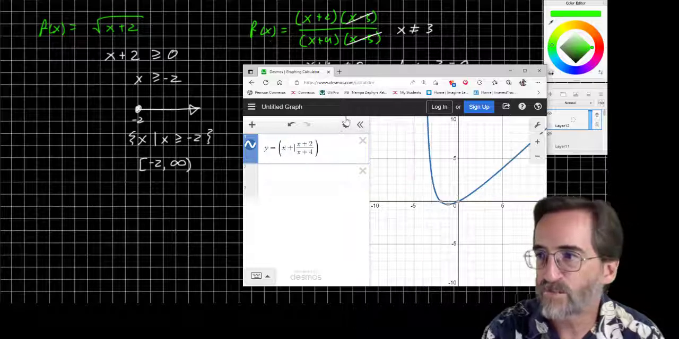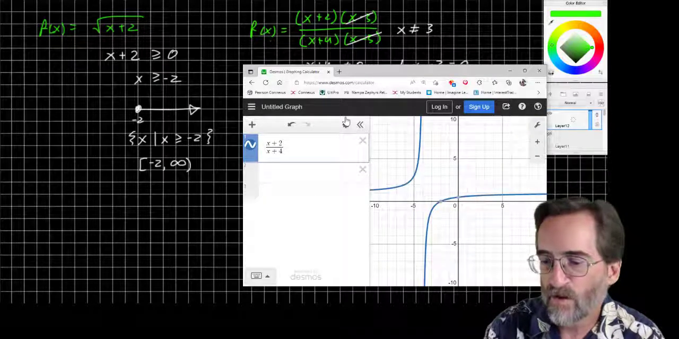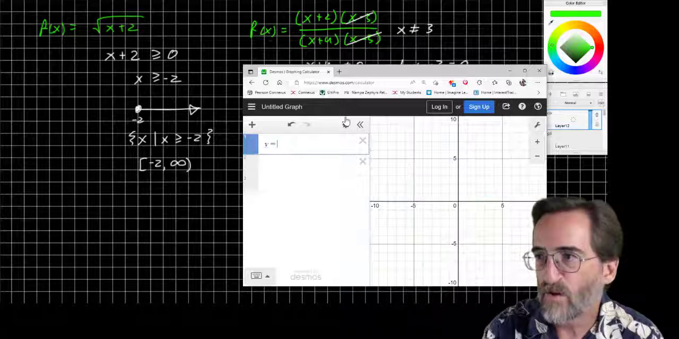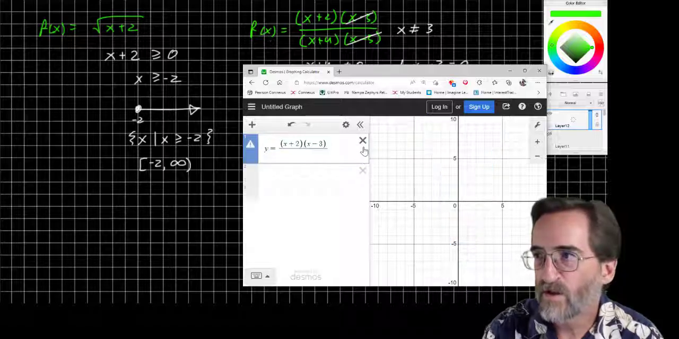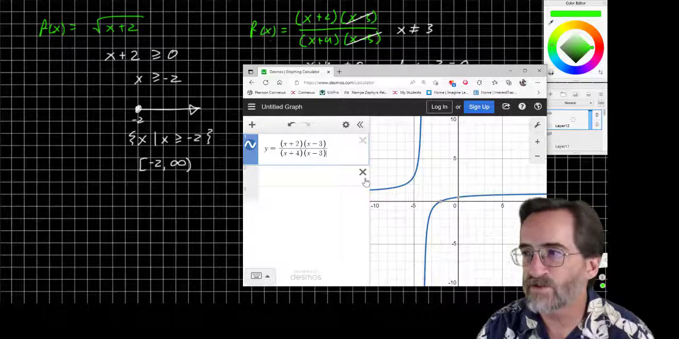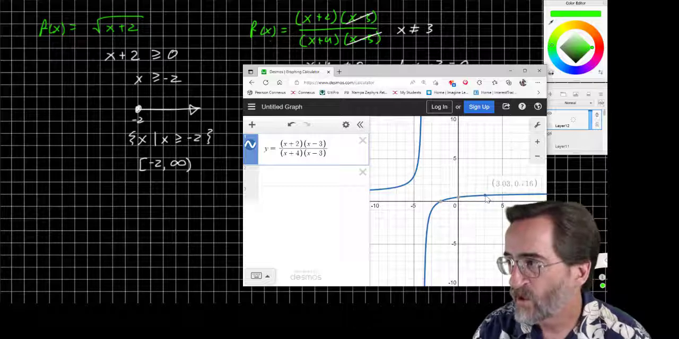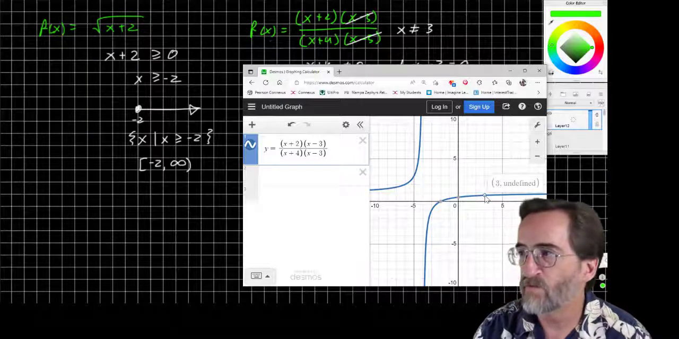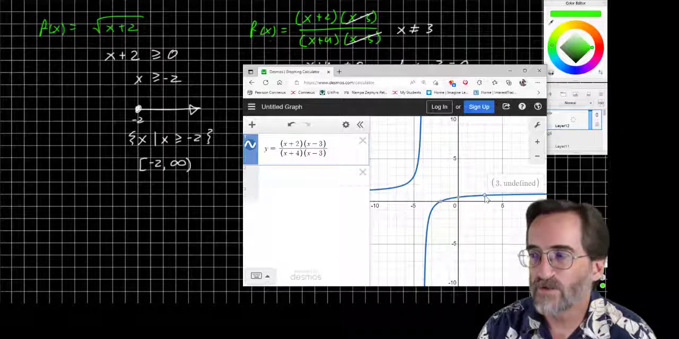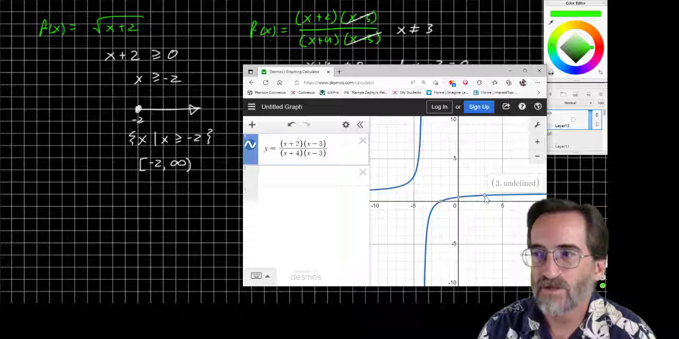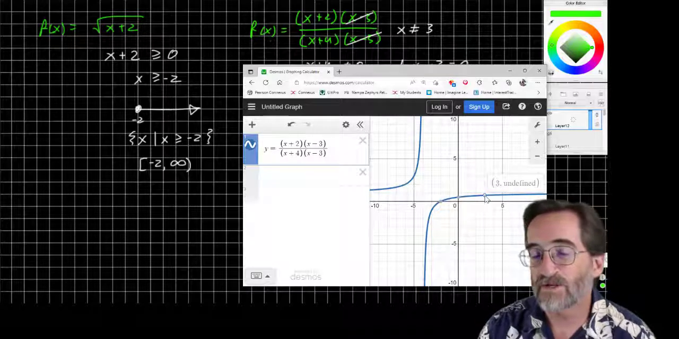But what if I do y equals x plus 2 times x minus 3, divided by x plus 4 times x minus 3? We get what appears to be the same graph, except for one thing. If I carefully click on 3, we actually get undefined as the output. There is a hole there, and you don't see the hole unless you click on it in Desmos. And so canceling the x minus 3 does not produce the same function.